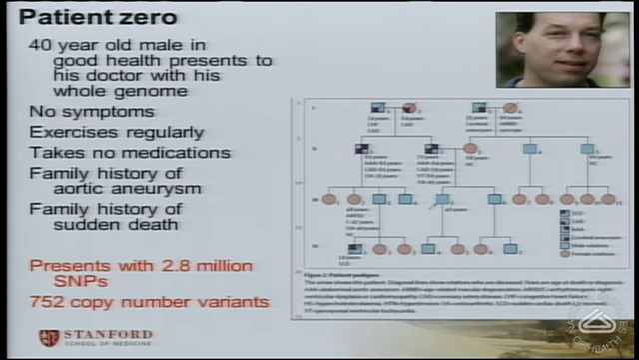Okay? A patient has a heart rate, blood pressure, and so on. This patient presents with 2.8 million SNPs, 752 copy number variants, and by the way, doctor, your next patient's already waiting for you in the waiting room. No one's ever going to give us more than 15 minutes to deal with this.